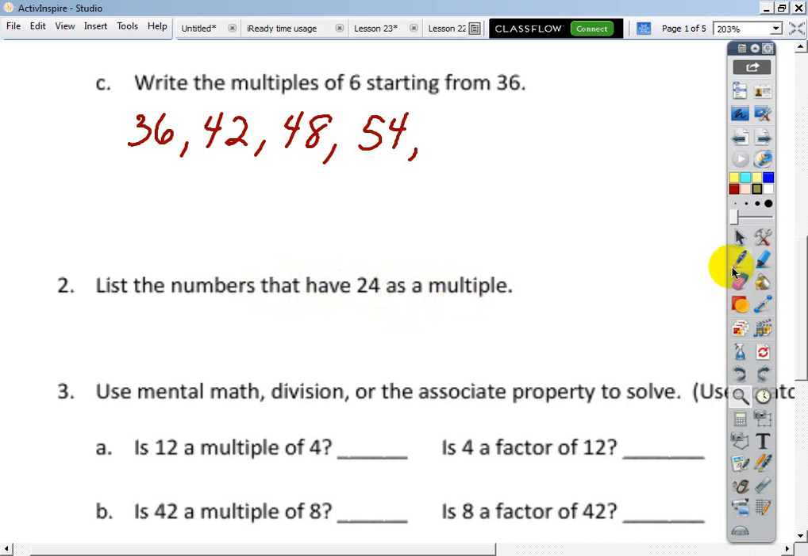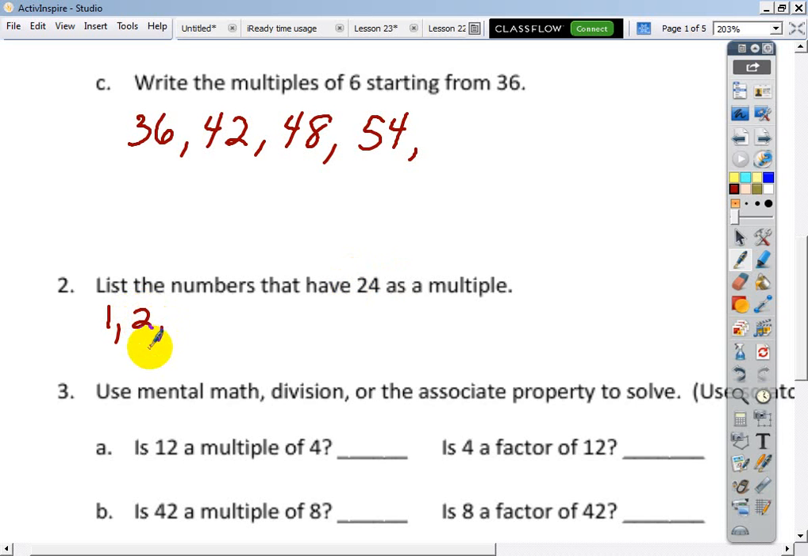Wow, let me see. Counting by ones, I can hit 24. So the multiples of 1 will always work. So 1, 2, 3, 4, 5, 6, 7, all the way up to 24. So 1 works. If I count by ones, I will hit 24. If I count by 2s, will I hit 24? 2, 4, 6, 8, 10, 12? Yeah, counting by 2s, I'll hit 24.